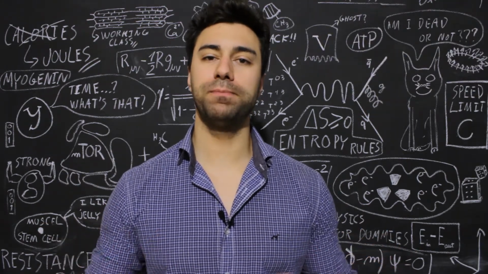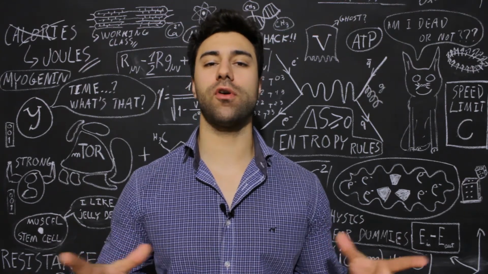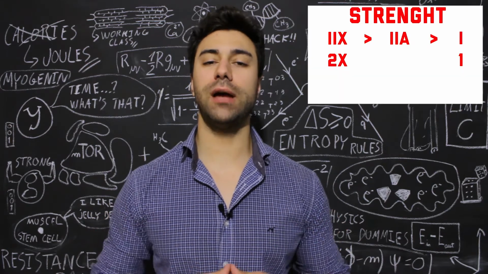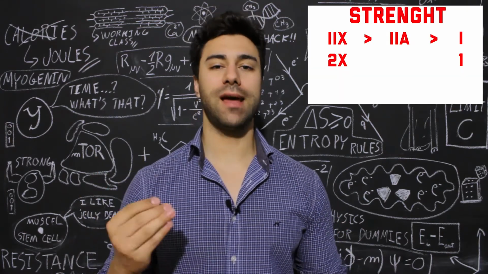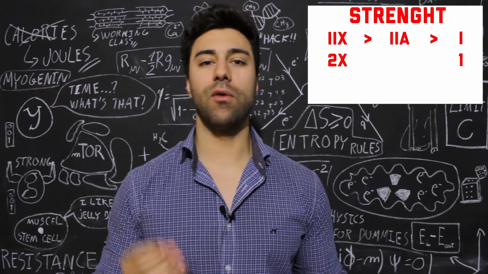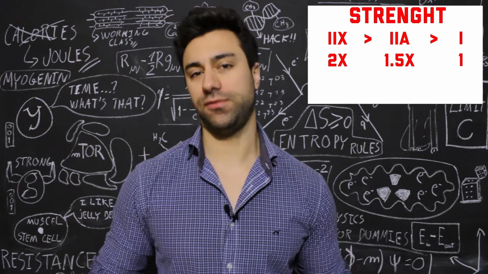In the strength category, we have the type 2X muscle fibers being the strongest one. They are 2 times as strong as the type 1 muscle fibers, and the type 2A muscle fibers are 1.5 times stronger than the type 1 muscle fibers.